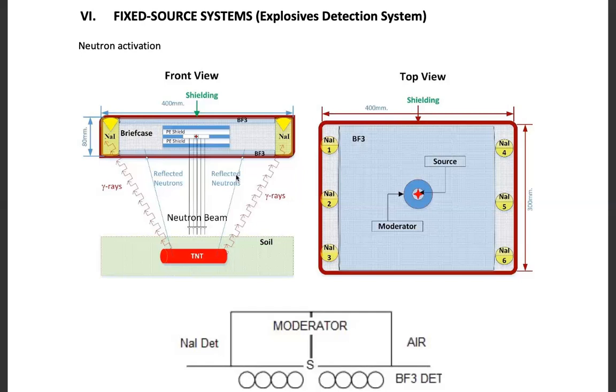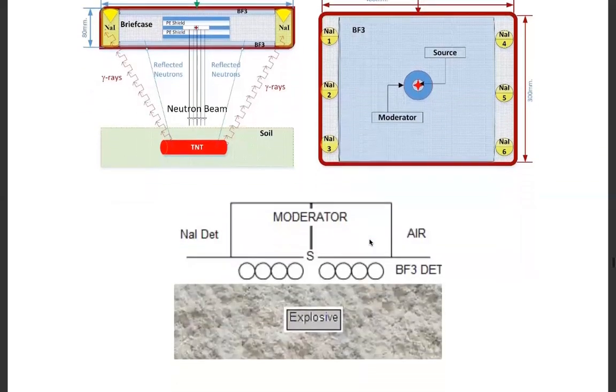Now let's look at the same thing from the top. So here we've got 1, 2, 3, 4, 5, 6 little sodium iodide plastic scintillator detectors. And from the top, you can see that this is the shielding. This is the source, the moderator. Why do we need a moderator? How much moderator do we need? How much shielding do we need? Now, all these are the design calculations that you need to do in nuclear engineering.